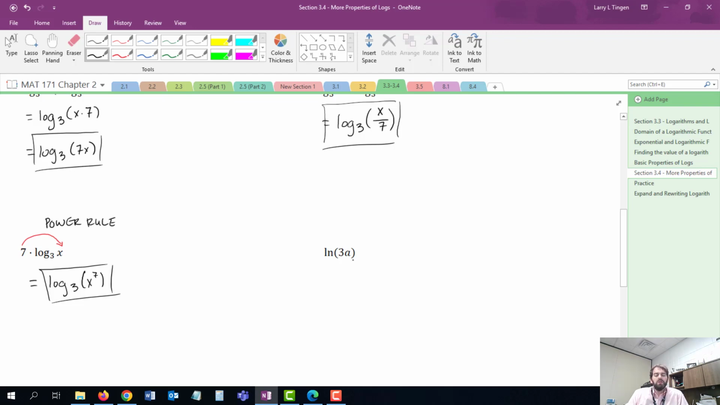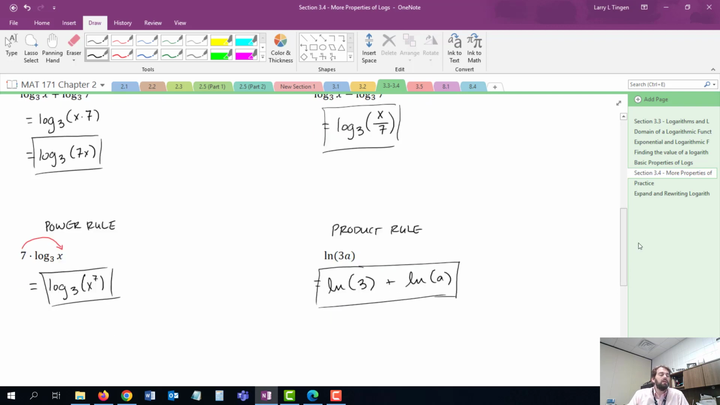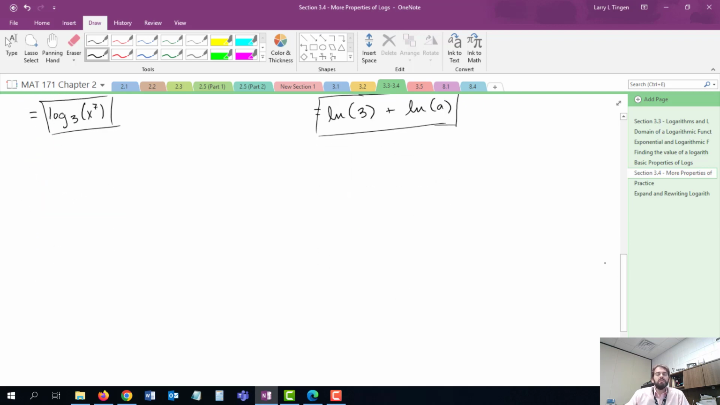Next, I have natural log of 3a. This is multiplication on the inside, so this is the product rule. And it says I can rewrite this as the natural log of 3 plus the natural log of a. And there's nothing left to do there. Natural log is going to be your friend. We're going to use it a lot when we start solving exponential equations. So just keep in mind natural log is just log base e. That's all it means. It's just a special case of the log, just like the common log.